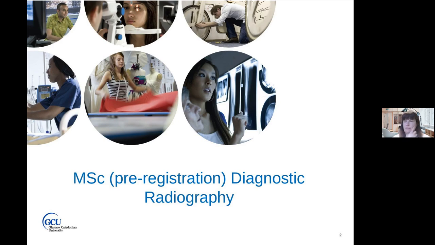The programme that you've all applied for is the MSc Pre-Registration Diagnostic Radiography. This programme is for people who already have a degree, in any subject, who are interested in training to become a diagnostic radiographer. Traditionally, radiographers would do the BSc Honours programme, which is a four-year programme. Essentially what we've done is take that and turn it into a condensed two-year programme, because we assume that as you already have a degree, you will have the necessary study skills that we build in the first two years of the undergraduate programme.